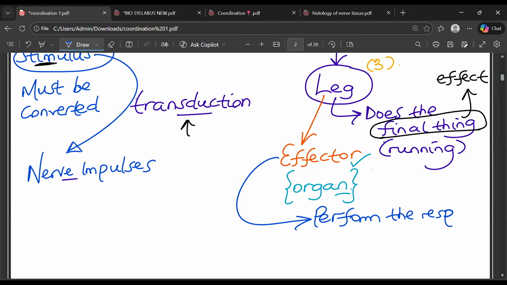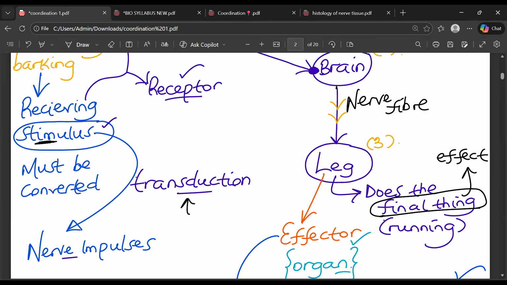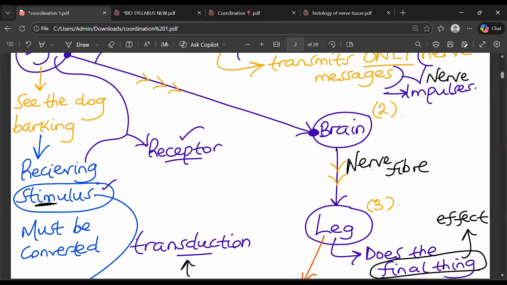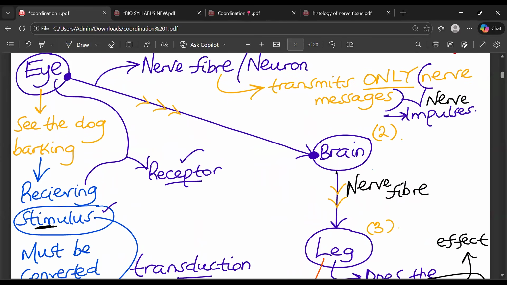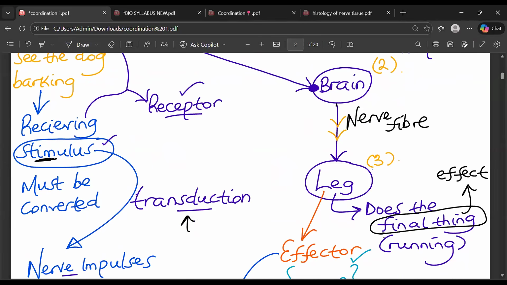Response, a very important word in the subject. Or you can just be doing the effect, but it is performing the response. You come across it. Then the receptor is actually receiving the stimulus. And you know what a stimulus is? You get it? Now, we are talking of receiving stimulus.